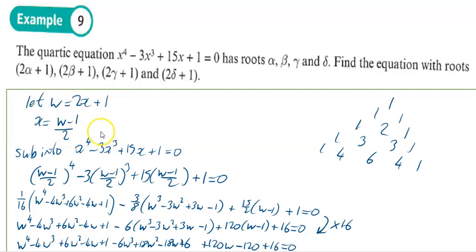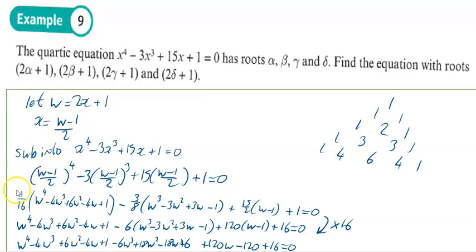And then you want to substitute that into the original equation, which was x to the 4 minus 3x cubed plus 15x plus 1 equals 0. Okay, so I've got w minus 1 all over 2 to the 4, minus 3 times w minus 1 all over 2 to the power 3, plus 15 times w minus 1 all over 2, and then plus 1 equals 0.